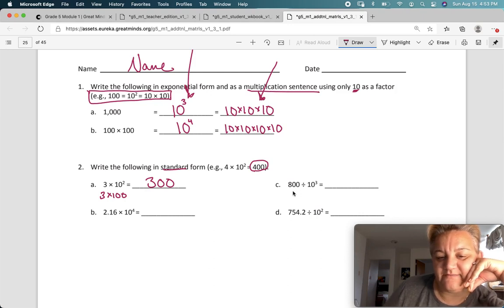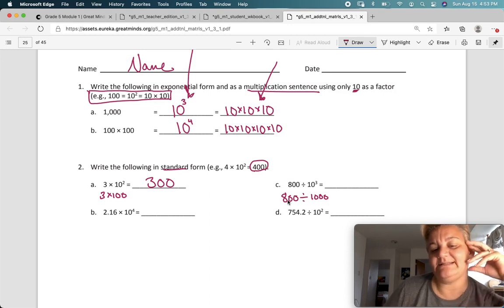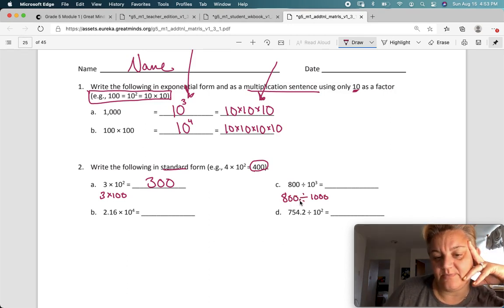And here we have 800 divided by 10 to the 3rd. So that's 800 divided by 1,000. Okay, well this number is bigger than this number, which means that we're going to need a decimal, aren't we? So I'm going to put my decimal in there just to be safe. And I'm going to move it how many times? 3 times. 1, 2, 3. And my new answer is 8/10.